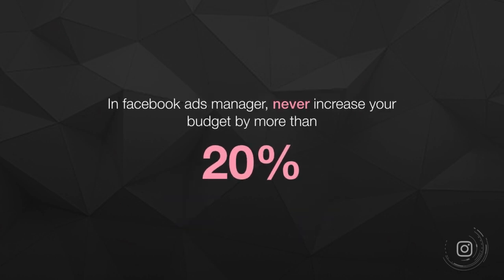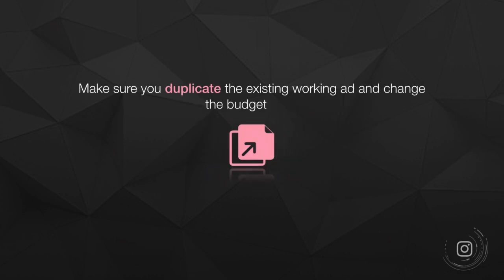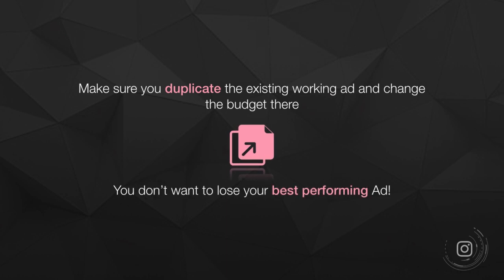But the key here is that you never increase your budget by more than 20%. This is a cardinal sin of running Facebook or Instagram ads. Only do horizontal scaling, which means you duplicate that ad, you increase the bid by 20%, and if you want more than that, you can duplicate that ad again. But don't duplicate your ad and then increase the bid by 200%, and don't pause the original ad. Just have these ads running in tandem. So make sure you duplicate the existing working ad and then change the budget in the new ad, because you don't want to lose your best performing ads.